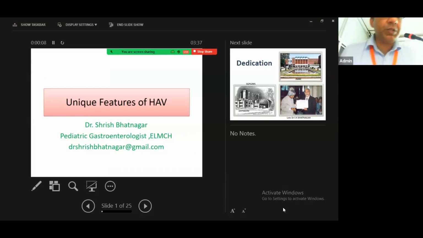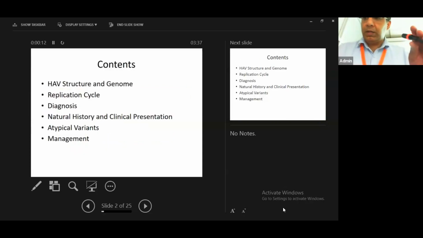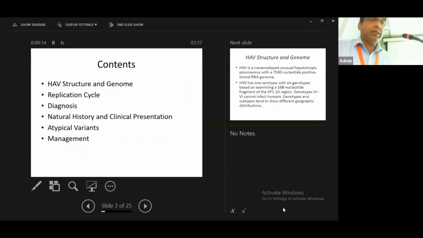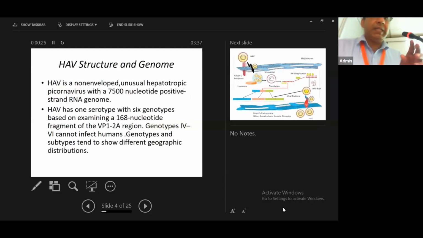So the topic I am covering is unique features of hepatitis A virus. My contents will be structure and genome, replication cycle, diagnosis, natural history, clinical presentation, atypical variants, and management. I'll not go into details of all this, but this is just a prelude.